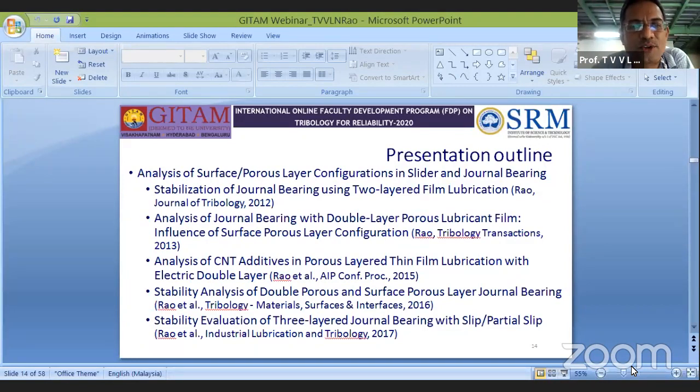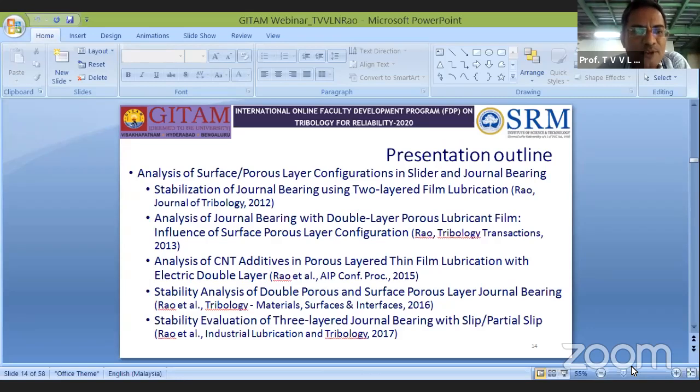And right, so the presentation is outlined as shown here. First I will talk about the first paper on the stabilization of journal bearing using two-layered film lubrication. Then I will talk in detail about the journal bearing with the double layer porous lubricant film, influence of surface porous layer configuration. So these are the two fundamental papers. I will discuss in detail about the methodology, about the motivation, about the results, and so on.